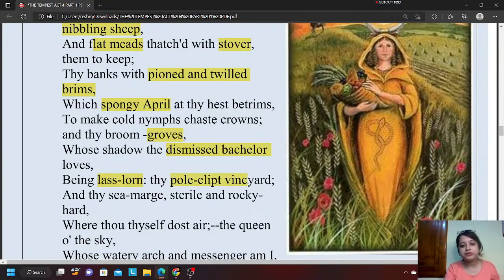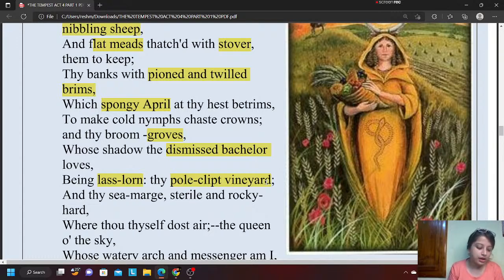Thy pole-clipped vineyard, so you have vines also, grape vines. Nymphs are those spirits, okay, who stay in water. It is said that they are very beautiful. Yes, nymphs are the spirits who stay in water.